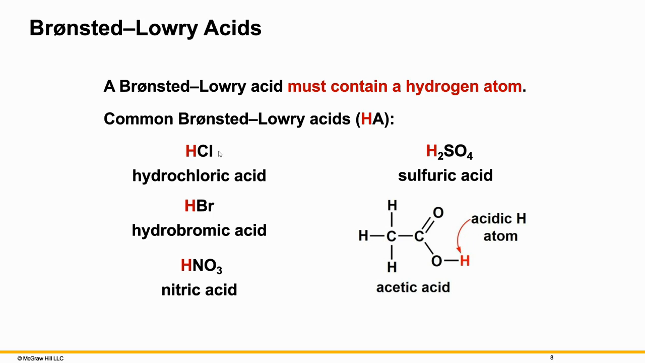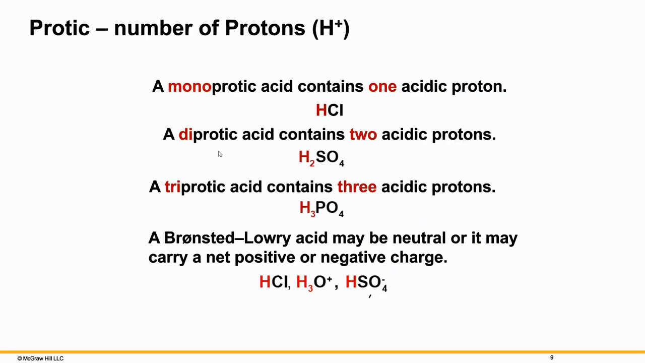The base accepts the hydrogen. So if it starts out with the hydrogen and doesn't end up with the hydrogen, then that's the acid. It gives it away. If it accepts the hydrogen, that's the base. That's why ammonia is a base, because it can accept hydrogens. If it accepts it, it's the base. This will be important when we talk about the titration.